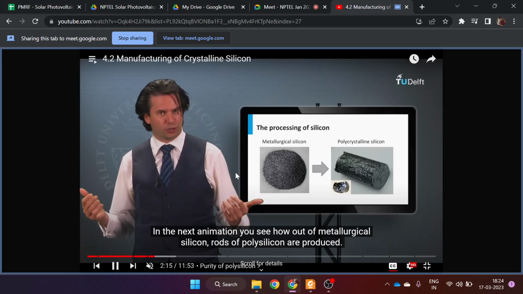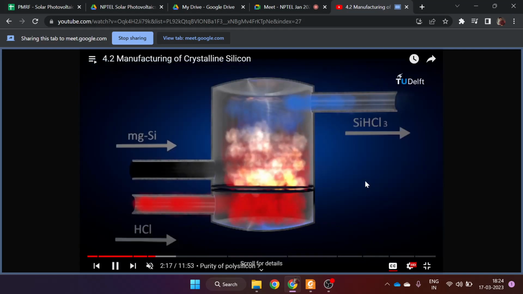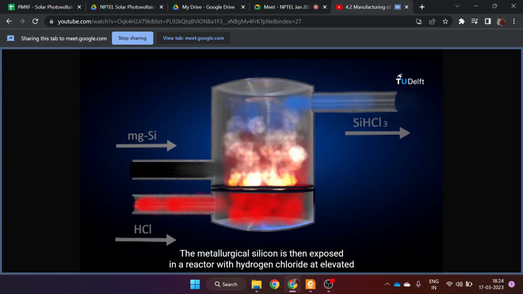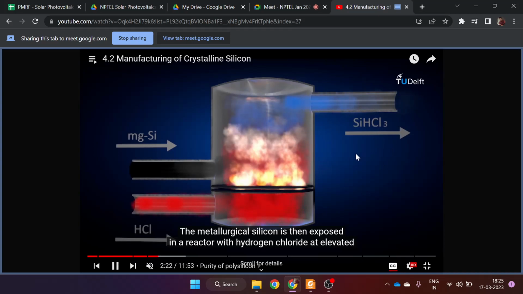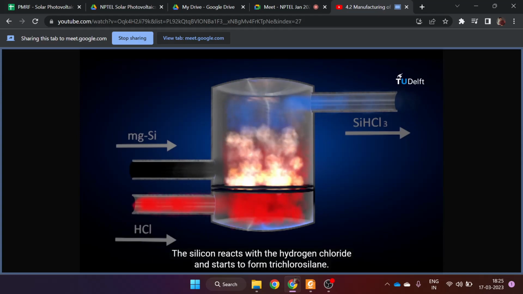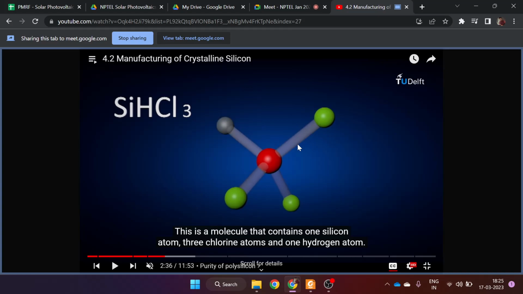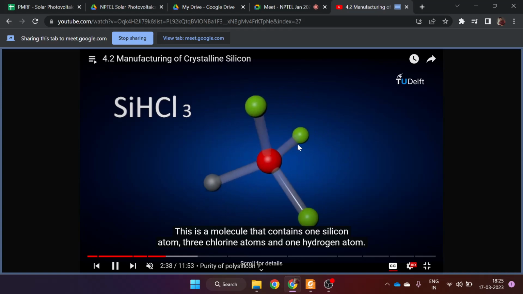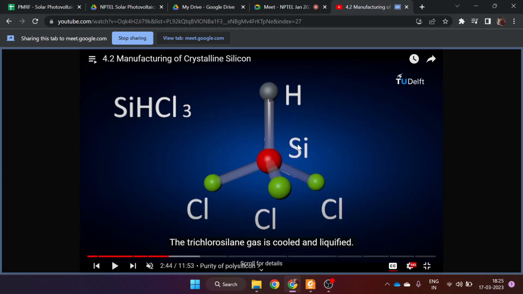Then we will move towards the more pure form. So this is the metallurgical silicon, shown here, and then we will get polycrystalline silicon. So how we will get this polycrystalline, you can see. It's magnesium silicon complex, and here we are giving HCl, and then we are getting SiHCl3. HCl is a catalyst here. No, it's not, it's a reactant only, sorry. So it is making a complex with HCl3: one silicon atom, three chlorine atoms and one hydrogen. It's trichlorosilane.